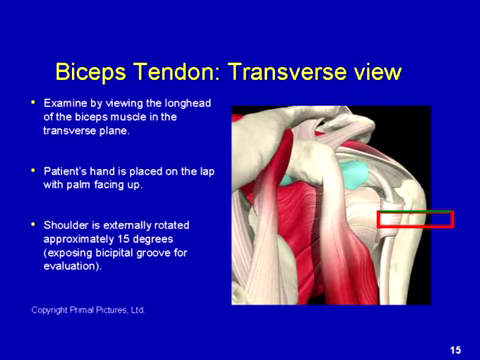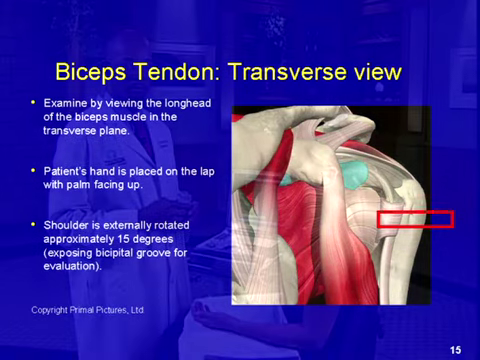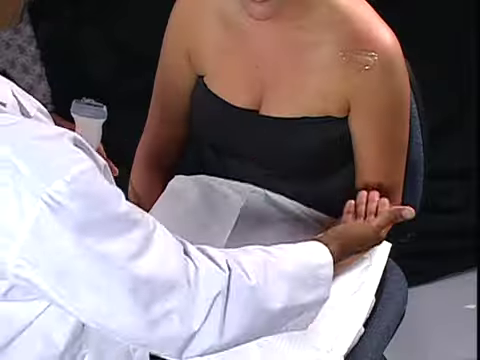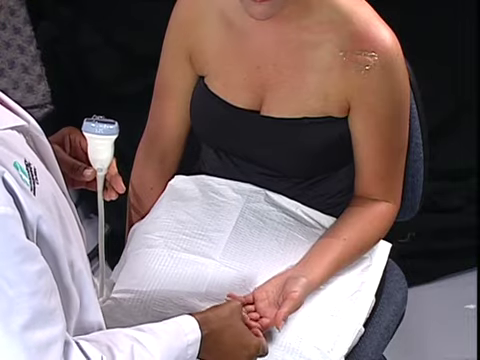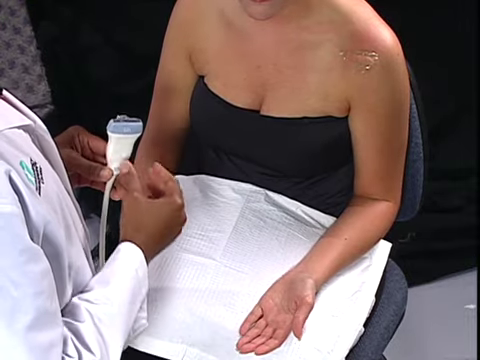Examining is done by looking at the long head of the biceps tendon as it transverses through the bicipital groove. The patient will be seated with the hand placed up and the shoulder slightly externally rotated at 15 degrees. Let's take a look at this on the ultrasound. So let's take a look at the biceps tendon. We first have the patient seated with the elbow flexed 90 degrees and the hand in supination with the palm facing up.